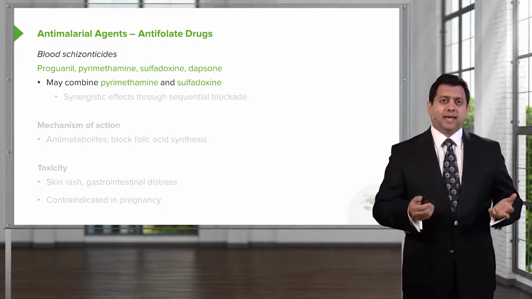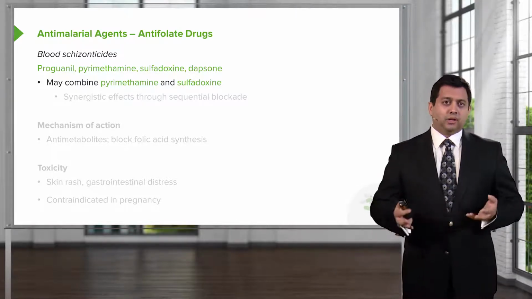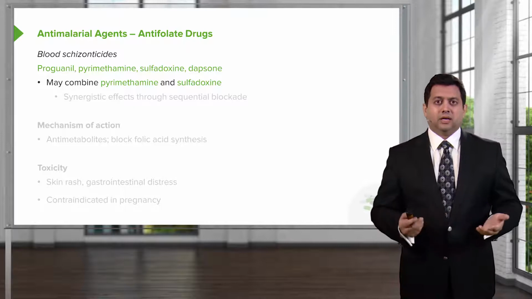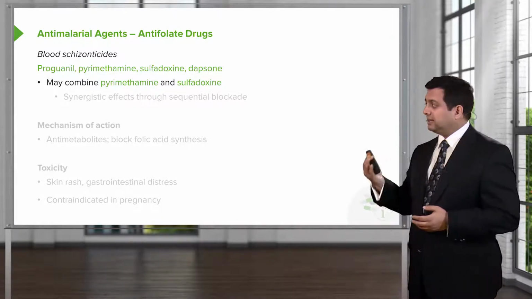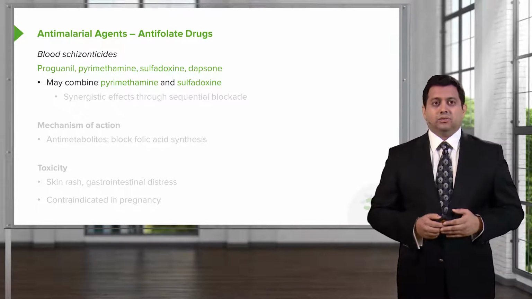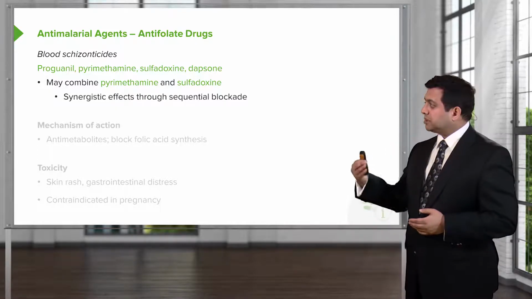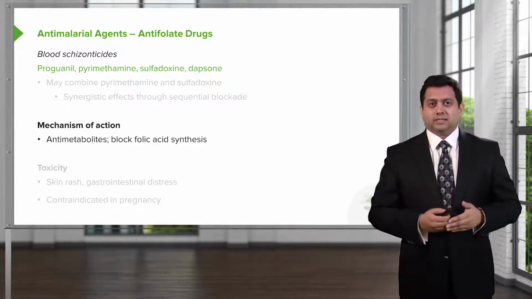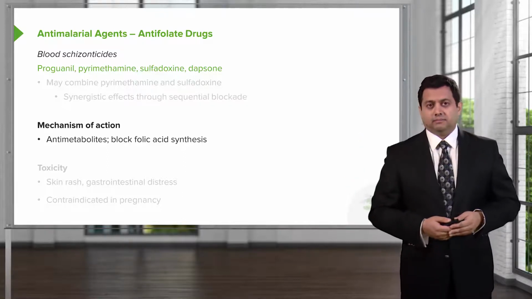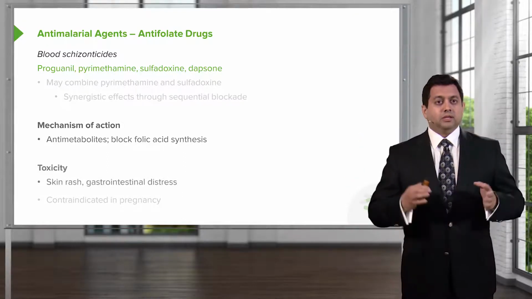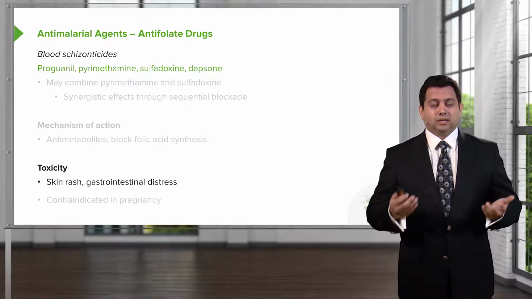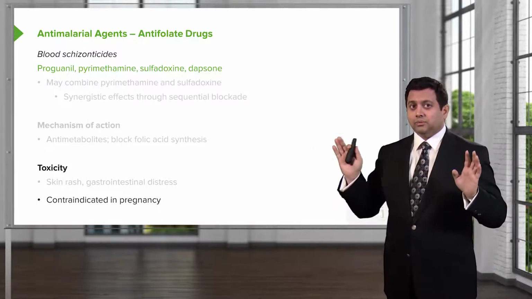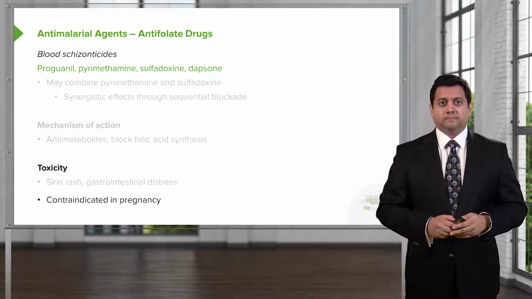We have a whole group of antifolate drugs that we use. We use them predominantly as schizonticides. Proguanil, pyrimethamine, sulfadoxine, dapsone, these are all agents that are combined in various ways to give a synergistic effect through sequential blockade and causing an anti-metabolic effect, which will block the folic acid synthesis within the malaria organism. Toxicity causes skin rash and can cause gastrointestinal distress. And once again, any anti-metabolite drug will be contraindicated in pregnancy.